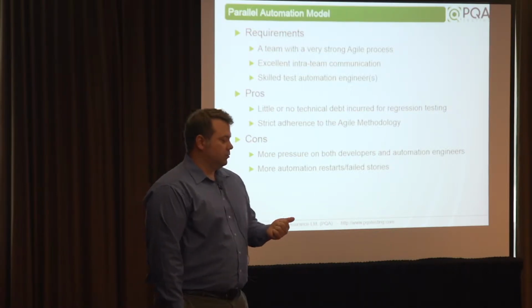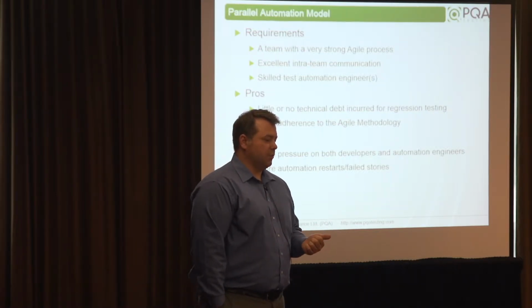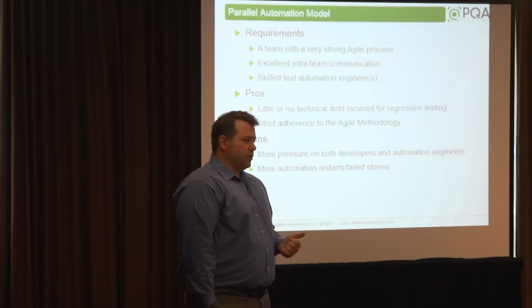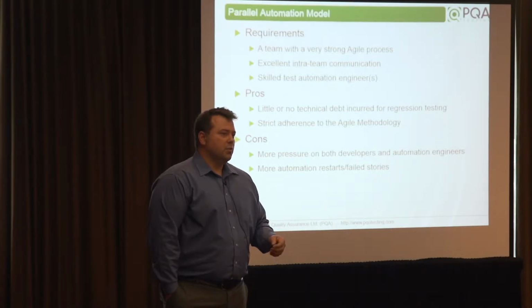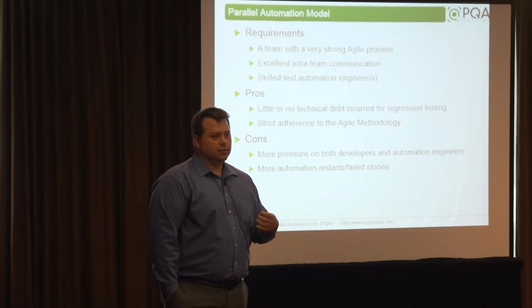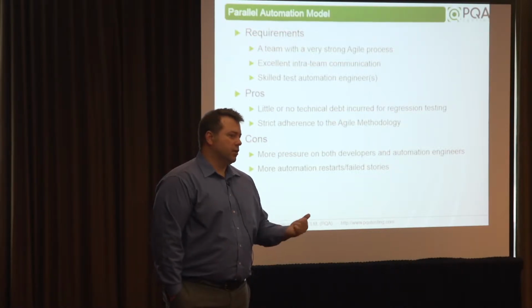So a story will get delivered by development, go through manual testing, and pass, but the automation may fail, because it may work exactly as it's supposed to, but if it doesn't deliver key features that the automation team needs, then it will still fail on that regard.